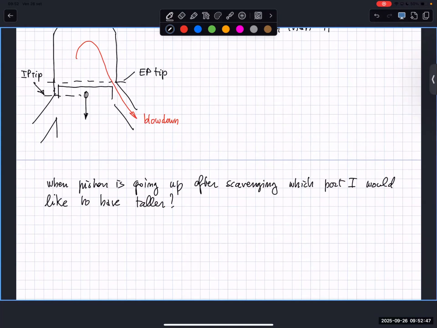Which port would you like to have? The intake port. Why? Those the exhaust and then show the remaining charge.